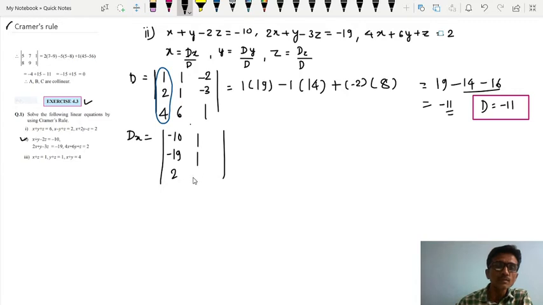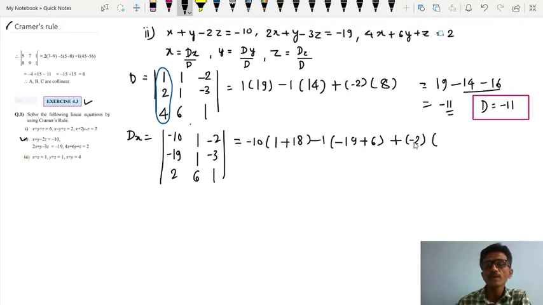So the determinant is: 10, 1, minus 2; minus 19, 1, minus 3; and 2, 6, 1. Expand this determinant: minus 10, see the expansion, 1 plus 18, then minus 1 into minus 19 plus 6, plus minus 2 into minus 19 into 6 and minus 2.